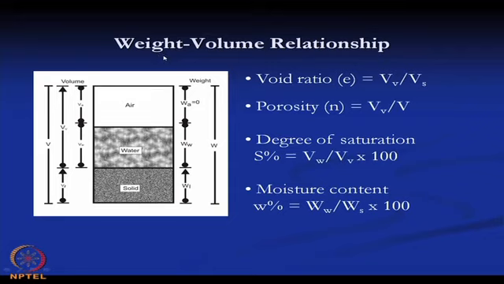Now, next is the weight volume relationship of the soil. As we know, soil is a three phase system, that is air, water and solid. From this three phase system we can determine different soil properties, and those properties are very important for foundation design. So, V A is the volume of the air, V W is the volume of the water and V S is the volume of the solid.